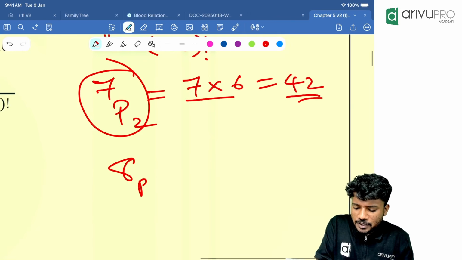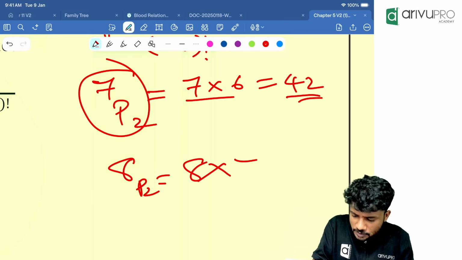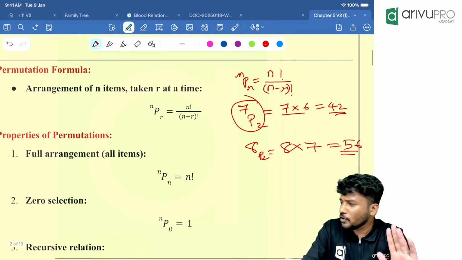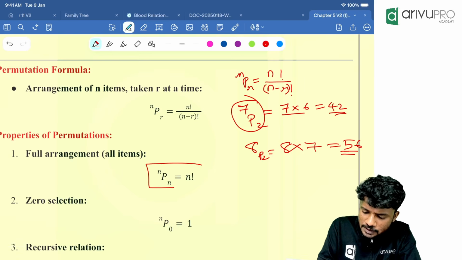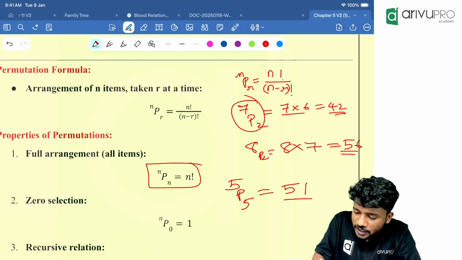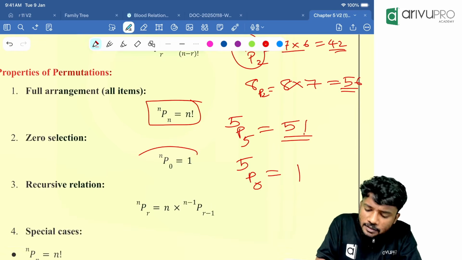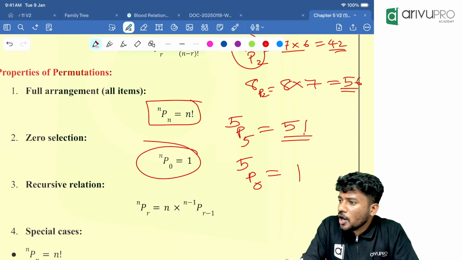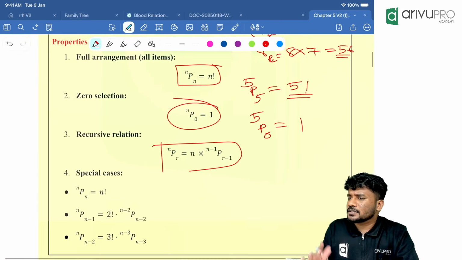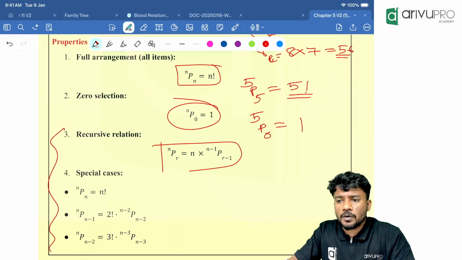Then, 8P2 is how much? 8 into 7, which is 56. That is the basic formula of permutation. Then a few more things you should know is nPn. That means 5P5 is equal to 5 factorial. Then 5P0 is 1. So nP0 in general is 1. Then these are an extra add-on. If you want to study, you can study, but I'll not force you. Even without knowing these formulas, you will be able to solve all the questions.